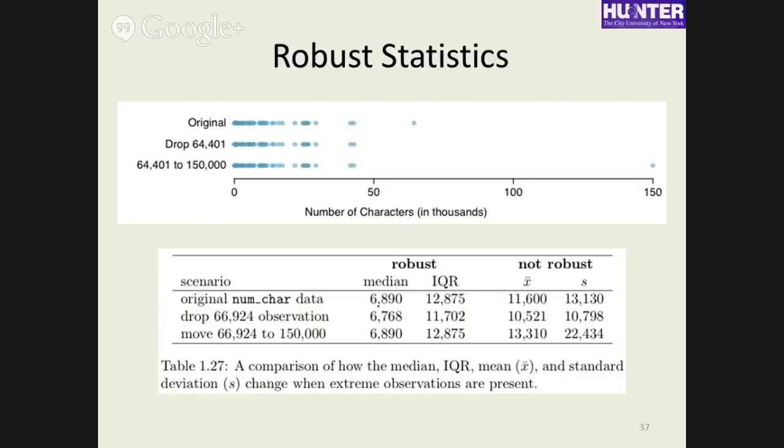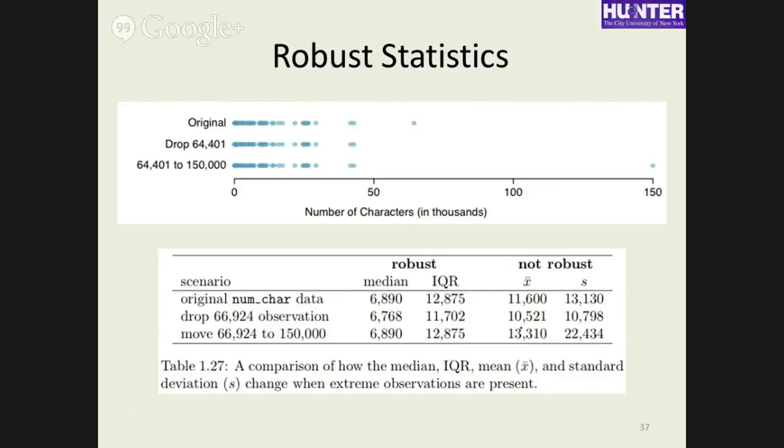When you drop it, it goes from 6,890 down to 6,700. So it changes by about 100. Whereas the mean also changes by a little over 100. So the mean is not super sensitive compared to the standard deviation, which I'll point out in a second. But when we make this a more extreme outlier, you see that the median doesn't change at all, and the mean does change a fair bit now.